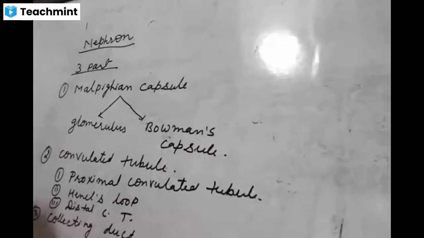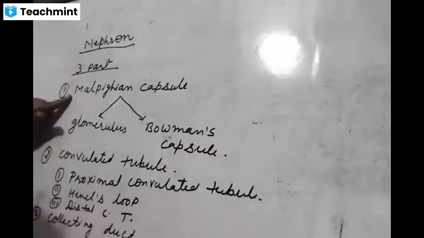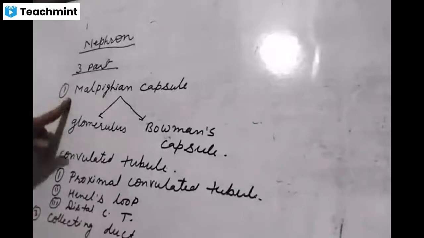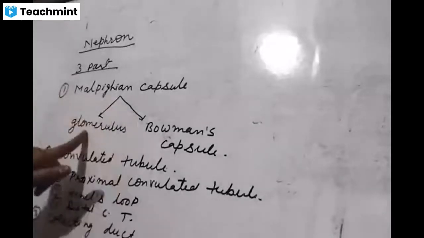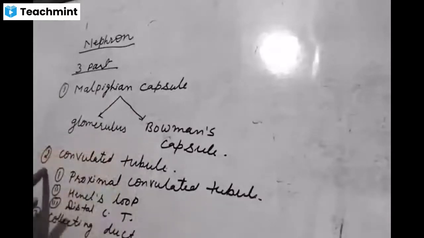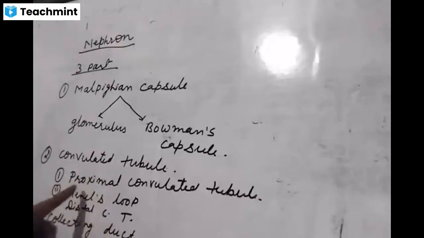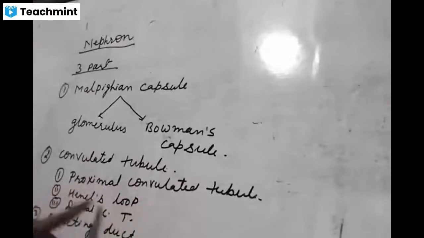So these are the parts of the nephron. You will remember the names of the parts of the nephron. First part is called Malpighian capsule, which comprises glomerulus and Bowman's capsule. Second part is called convoluted tubule, which is of three types. First part is called what? Proximal convoluted tubule. Second part is called Henle's loop, then distal convoluted tubule, and last part is collecting duct.